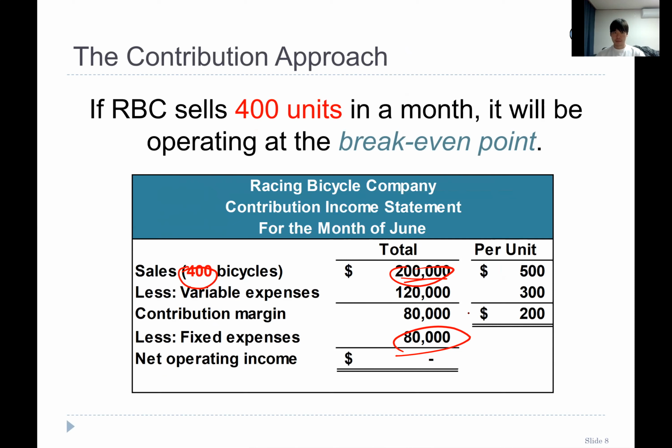So in order to earn 80,000 CM, how much do we need to sell? So we work in reverse. 80,000 is covered here, 80,000 is your fixed cost. 300 is the variable cost, and 500 is the per unit selling price of the bike. So if we sell 400 bikes, 400 multiplied by 500, the answer is 200,000. And 400 into 300, the answer is 120,000. Then the answer is 80,000.